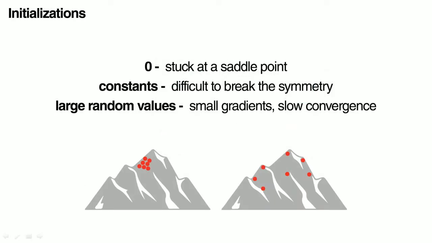All right, let's move on to initializations. You can imagine that if you initialize a model with zeros, you end up stuck in a saddle point. If you initialize with constants, it becomes really difficult to break the network symmetry. And if you initialize with very large values, then these values usually end up having tiny updates, and hence you get very slow convergence.